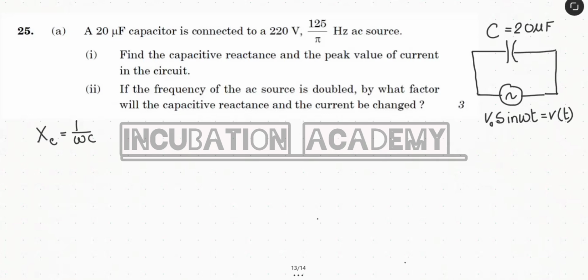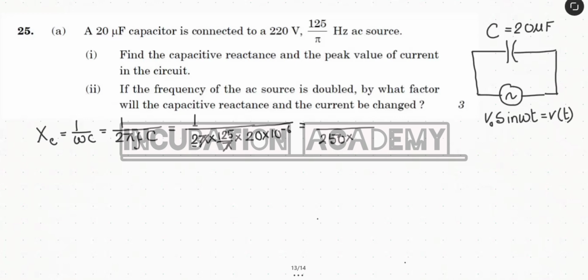The capacitive reactance is defined as Xc, and that is 1 divided by omega into C. Omega is the angular frequency, C is the capacitance, so 1 divided by 2 pi times the linear frequency multiplied by the capacitance of the capacitor. So 1 divided by 2 pi, the frequency is 125 divided by pi, multiplied by the capacitance, 20 microfarad, which is 20 into 10 to the power minus 6. Pi cancels out, so 2 into 125 gives 250.